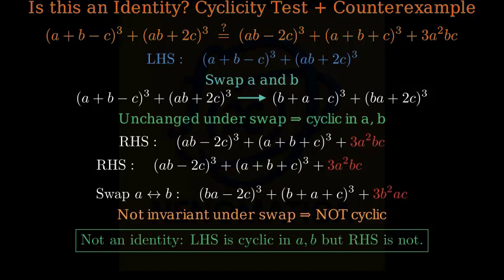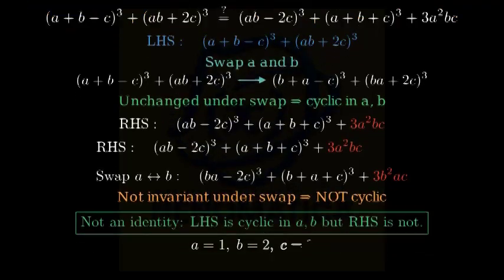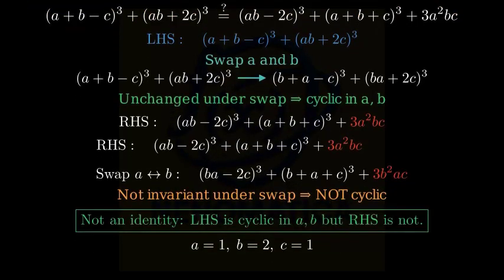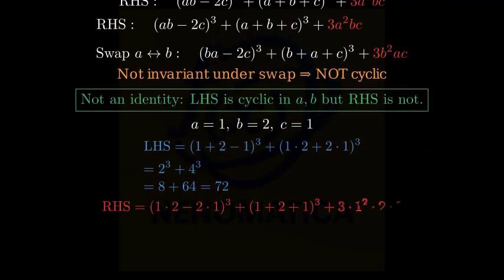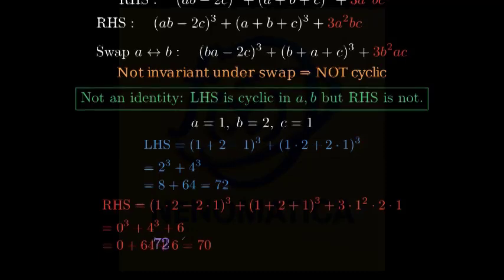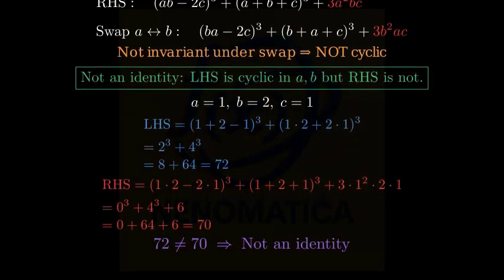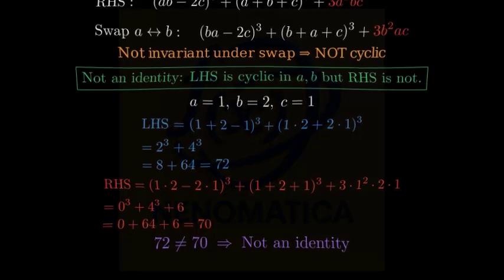Step 4. Confirm with a counterexample. Let A equal 1, B equal 2, and C equal 1. Now evaluate each side. The left side becomes 2 cubed plus 4 cubed, which is 8 plus 64 equals 72. The right side becomes 0 cubed plus 4 cubed plus 6, which is 0 plus 64 plus 6 equals 70. Since 72 is not equal to 70, the equality fails for these values, confirming it is not an identity.